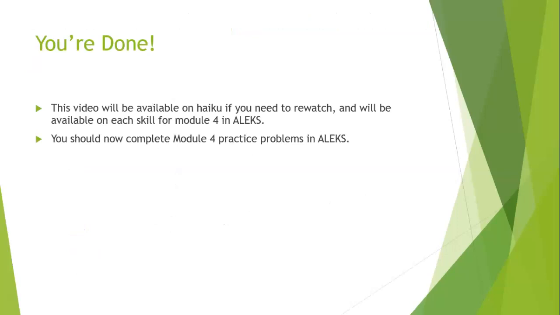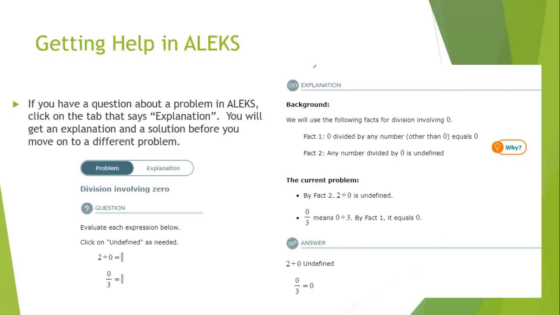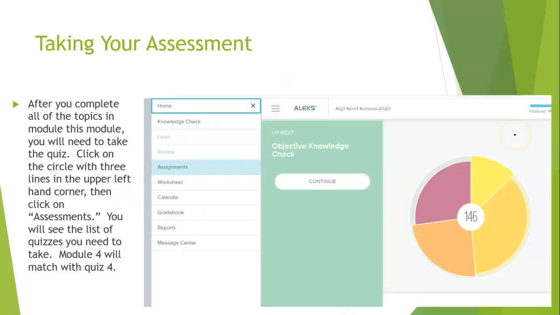You're done. This video will be available on Haiku if you need to rewatch, and will be available on each skill for Module 4 in ALEKS. You should now complete the Module 4 practice problems in ALEKS using your notes to help you. Don't forget that if you need help in ALEKS, there's always a button for the explanation, and you can ask why for more information. When you're done, you're going to want to go back to your home page, click the circle with the 3 lines, click on assignment, and take quiz 4.